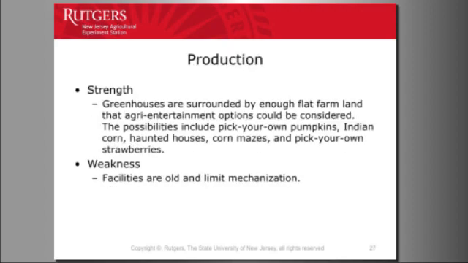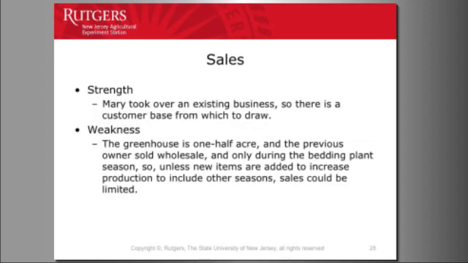Production. A strength is they're surrounded by enough flat land that agri-entertainment options are possible, and they could be considered, including pick-your-own pumpkins, Indian corn, haunted houses, corn mazes, and things like that. That's not generally just greenhouse, but yes, we see more and more combinations of those in direct marketing businesses. And the weakness is facilities are old and they limit mechanization. In terms of sales, the strength is that she's bought an existing business, so there is a customer base which she can draw from. The weakness is it's only a half an acre, and the previous owner sold wholesale and only during the bedding plant season, so she's going to have to extend that season, and she doesn't have a sales base yet for that part of the business.